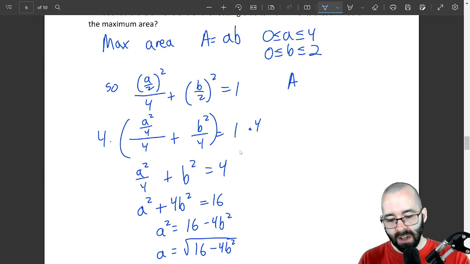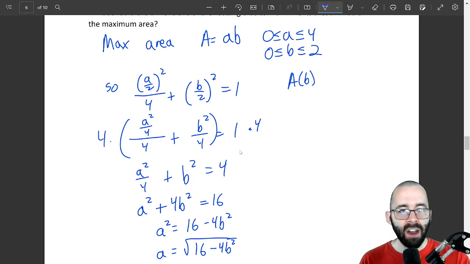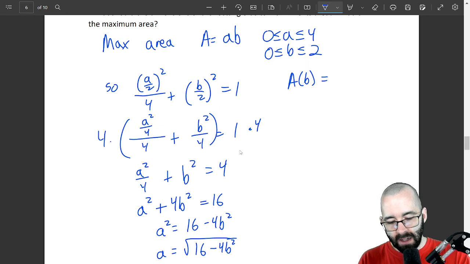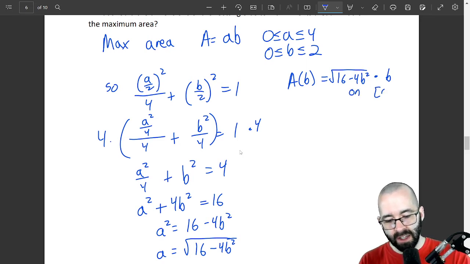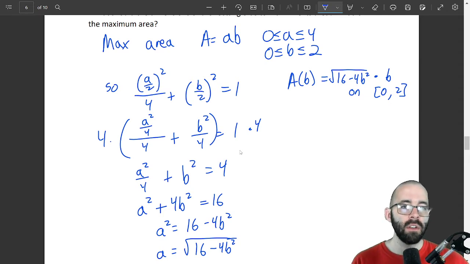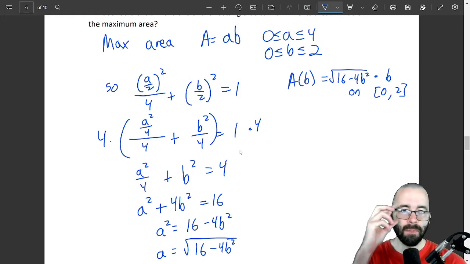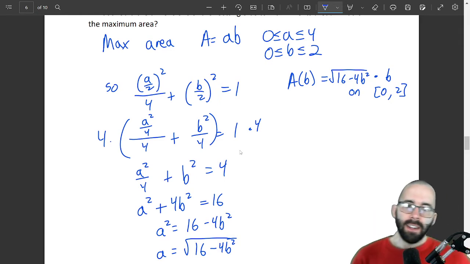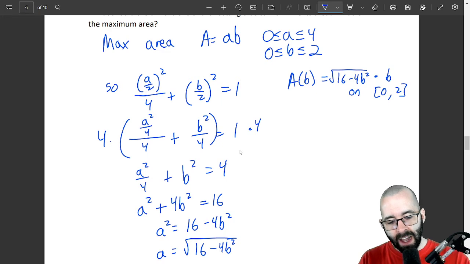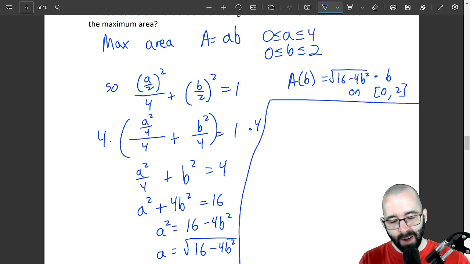Substitute that into our area function, and now we have a function of a single variable. Writing A of b is the same as writing f of x. You could also just write A without the b here if that's extra confusing. It is a, which is the square root of 16 minus 4b squared, times b, which is just b. And we're maximizing this on the interval 0 to 2. Notice that we're not doing the interval 0 to 4 here because our variable is just b. So we need to look at the constraints for b. All right, this will be a little bit messy, but after this point, it's now a 4.3 problem.